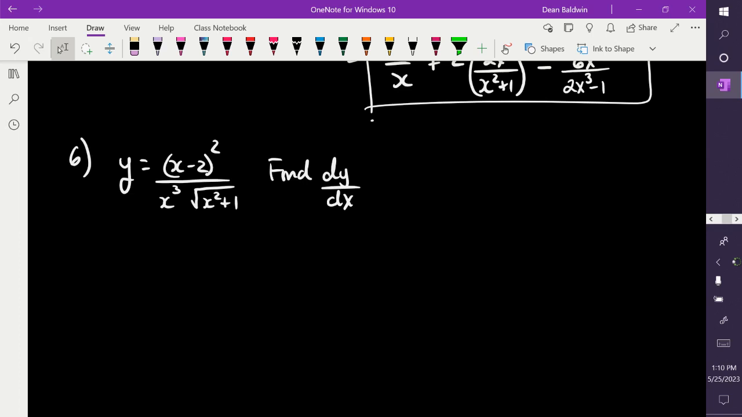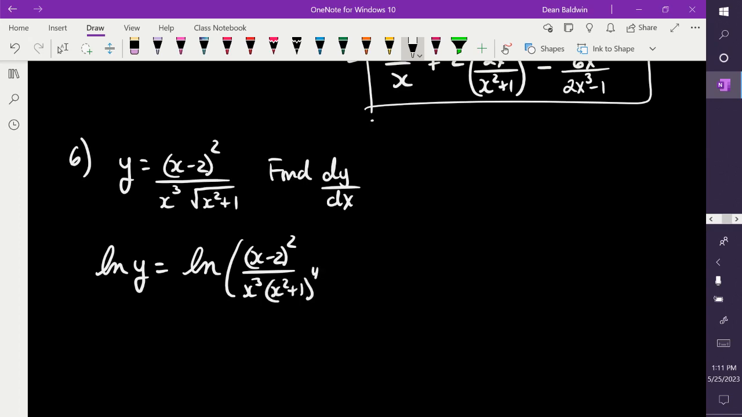But you can put logs in there as long as you do it to both sides. So you can do it the old school way. I'm telling you right now, it's going to be messy. Logs will make it easier. So you're going to log both sides. The natural log of y is equal to the natural log of all this. And I'm going to write the square root as x squared plus 1 to the power of a half. All I did was put a log in front of both sides. What you do to one side, you have to do the other side.